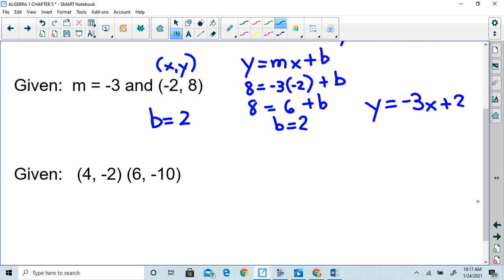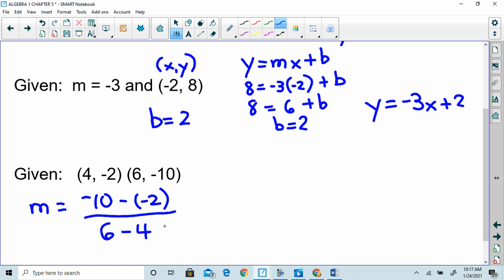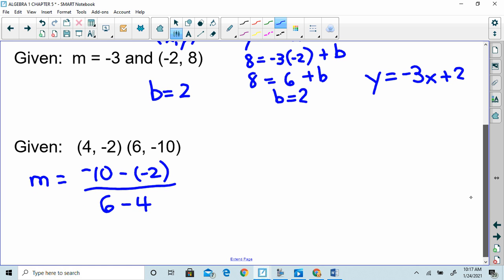We went one step further and we said, what happens when you're not given the slope or the y-intercept? We have to start by calculating slope. That's my y2 minus y1. It's the change in y over the change in x. I have negative 10 minus a negative 2. My change in x would be 6 minus 4. Watching our signs, we add the opposite. That's going to give me negative 8 over 2, which simplifies to negative 4.